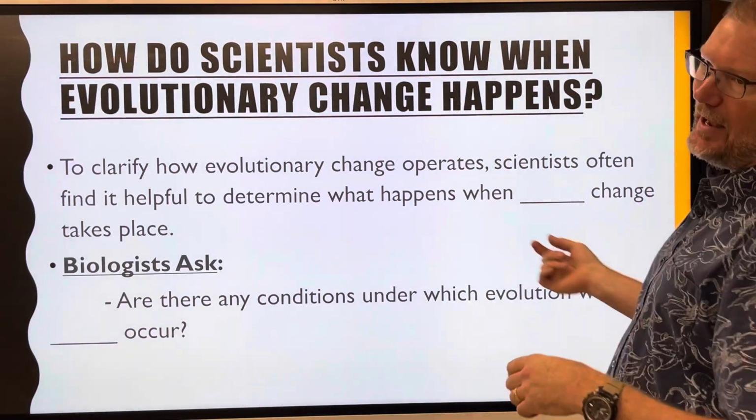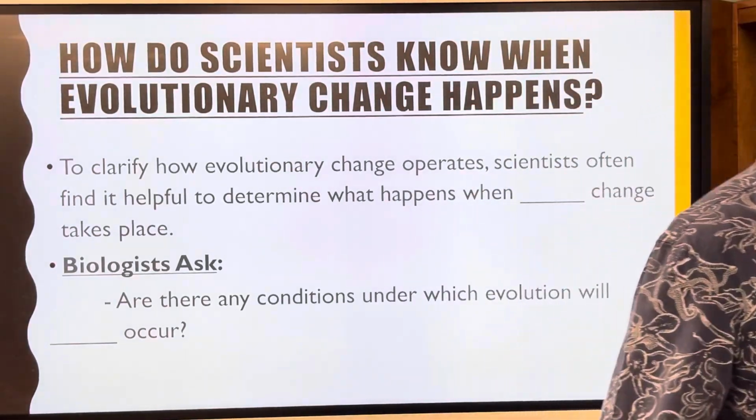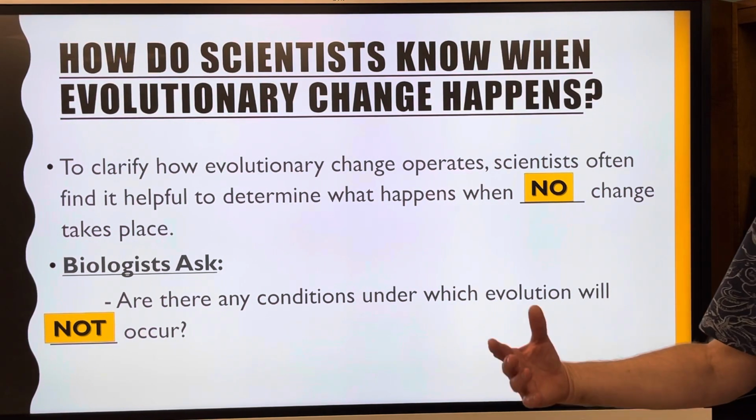So we are on slide 118. This is part 6. So this is the last part of our evolution notes. Well, to clarify how evolutionary change operates, scientists often find it helpful to determine what happens when no change takes place. So biologists will ask, are there any conditions under which evolution will not occur? Interesting.